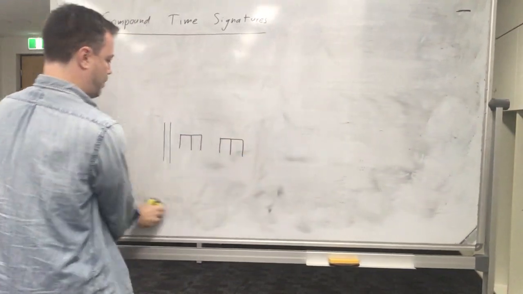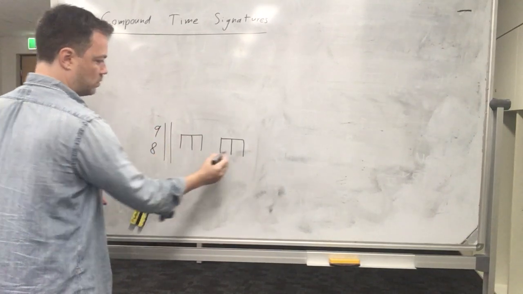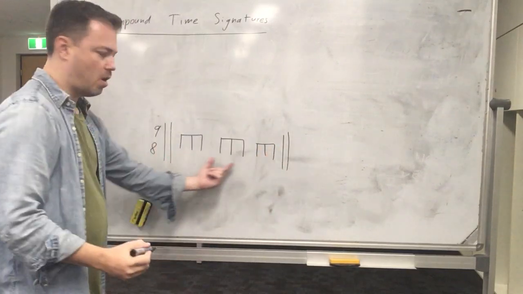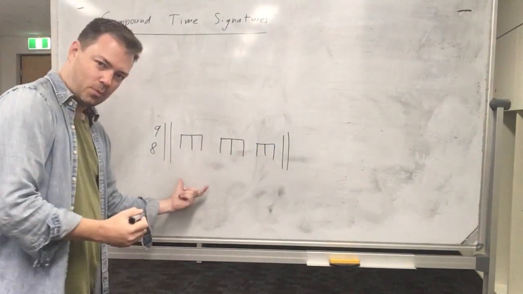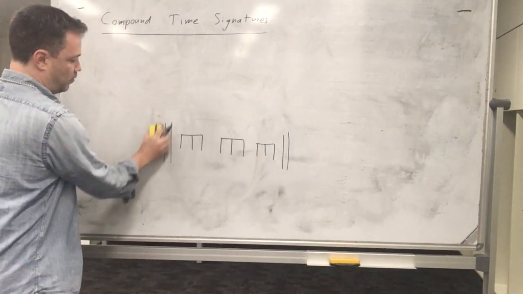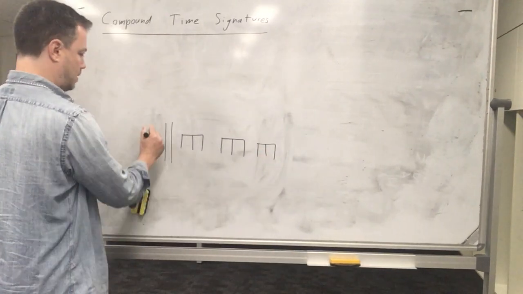So here we had 6/8. So 9/8, of course, we're just going to add another group of 3. So we have 9 quavers, once again grouped in 3. So 3 lots of 3. And you guessed it, if we go one further, the next one is 12/8.